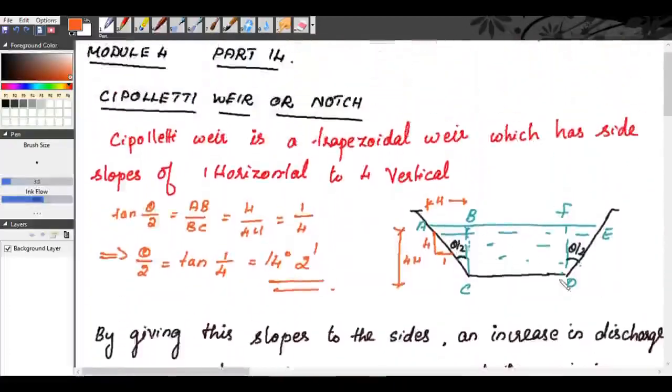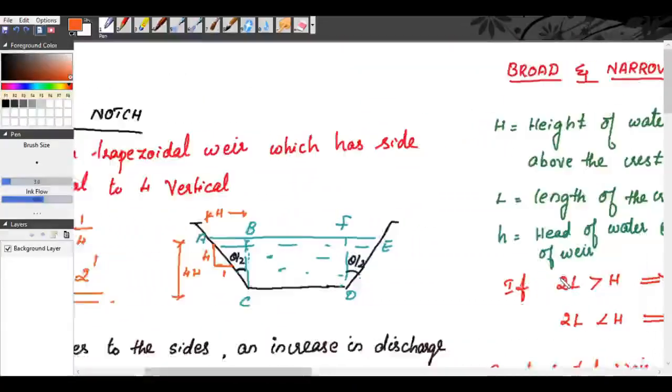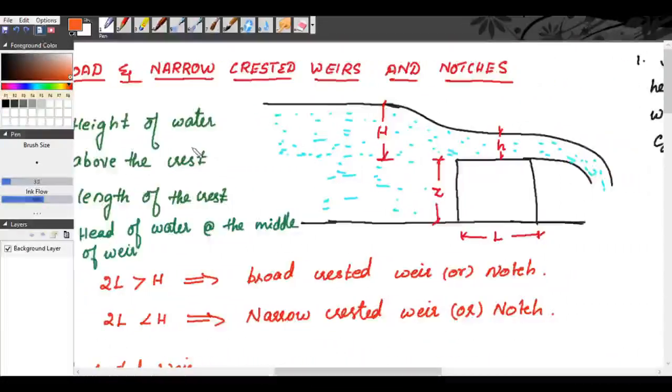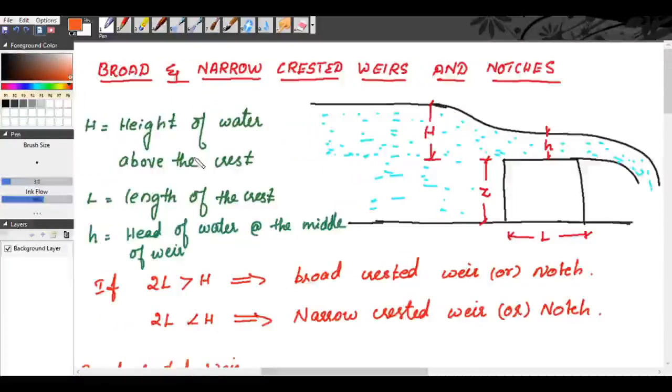We will move on to study what are called broad crested weirs and narrow crested weirs and notches. So, we know this is a weir, right? See, this is the weir or notch. If you are taking a weir or notch, let capital H be the height of water above the crest. See, this is the crest level. So, capital H is the height of water above the crest.